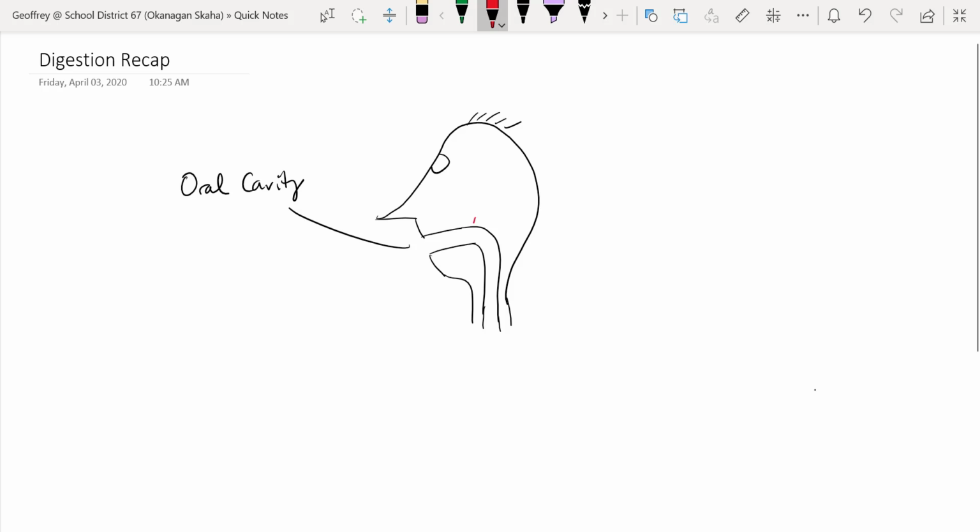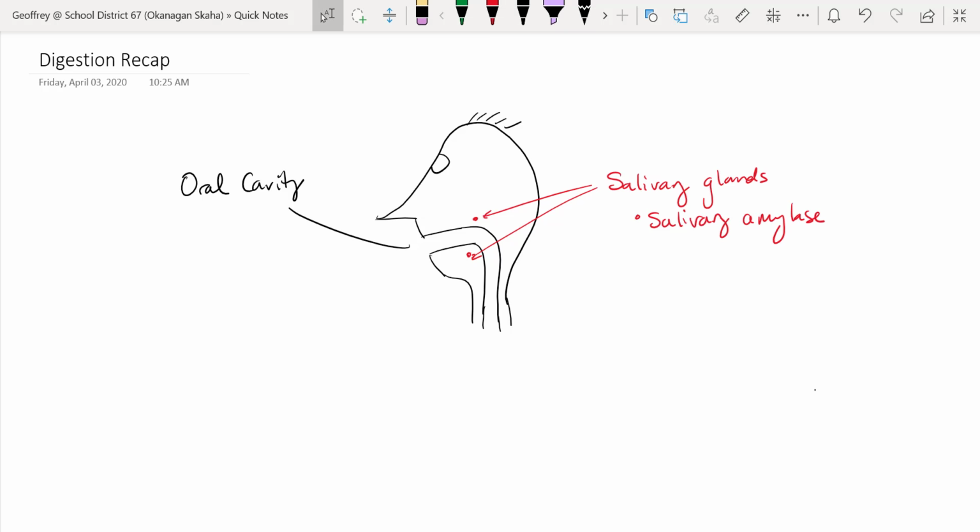All right. Now we also have salivary glands, and they produce salivary amylase. And remember, salivary amylase breaks carbohydrates down from polysaccharides to disaccharides.